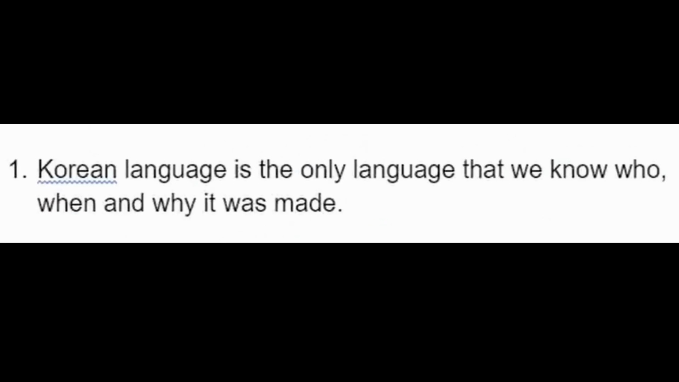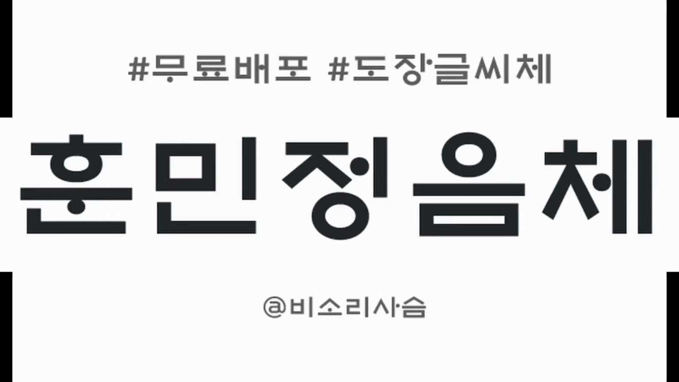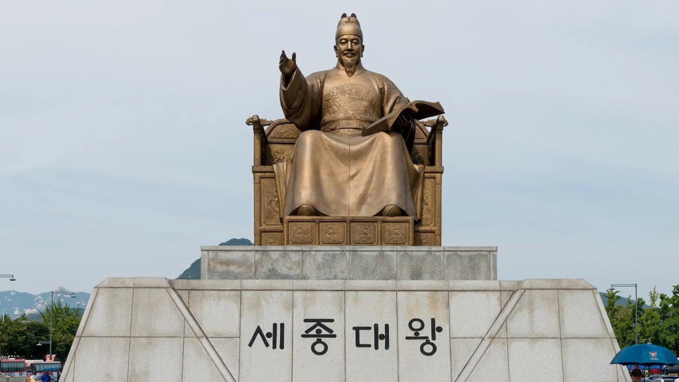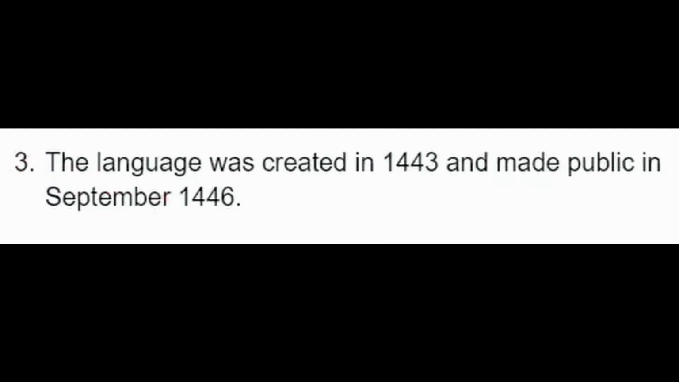Number 1. Korean language is the only language that we know who, when, and why it was made. Number 2. The Korean language called 훈민정음 was made by King Sejong, one of the greatest kings of Joseon dynasty and scholars of the government. Number 3. The language was created in 1443 and made public in September 1446.